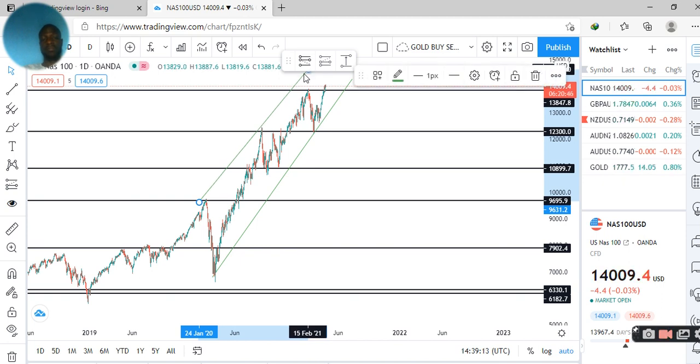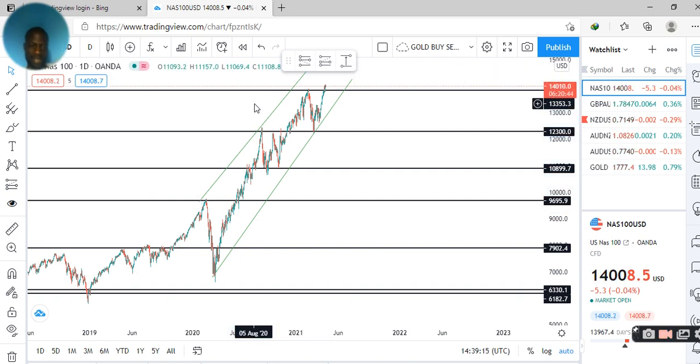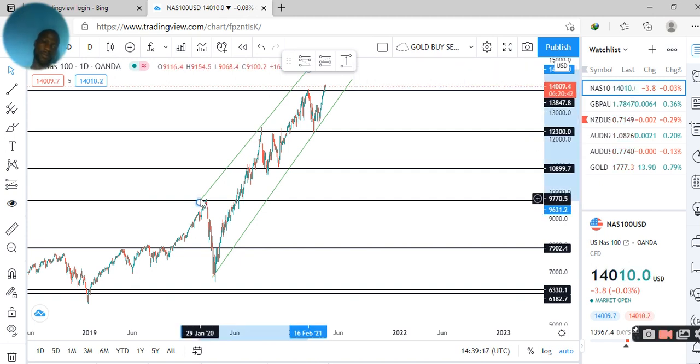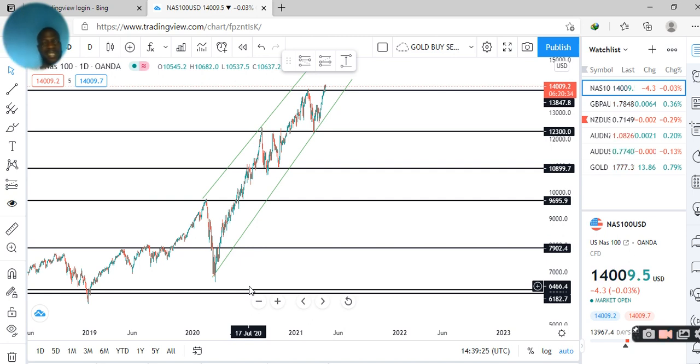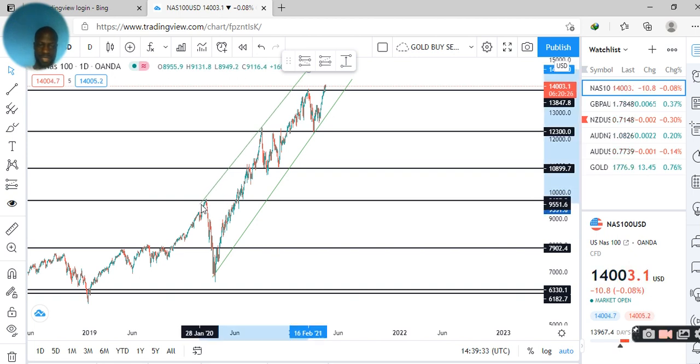So price keeps bouncing from here. It's bouncing off these two walls. Okay, it's more like a diagonal or ascending support and resistance, if there's such a thing. So just put it nicely like this.